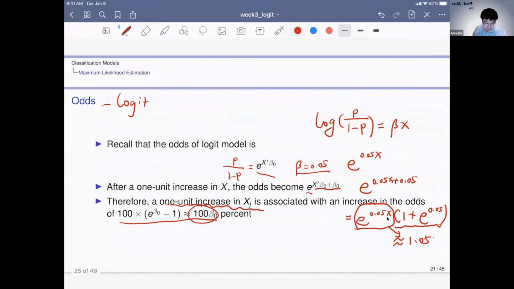Okay, one last thing. Now we've talked about how to estimate a logit, and once we get the estimates, how to interpret those. And then the last thing we want to know is how good is our prediction? So why do we want to know that? Just like in the OLS.